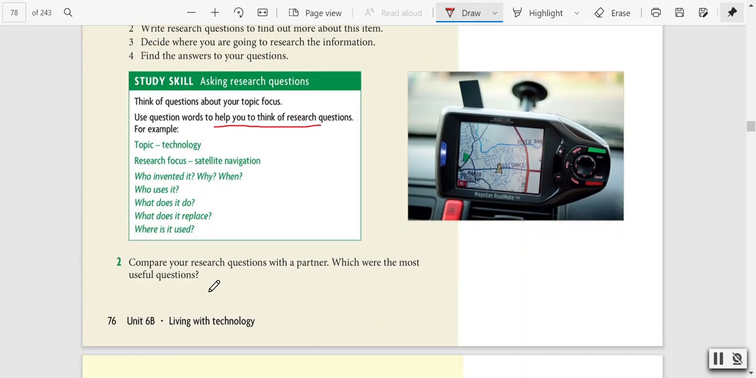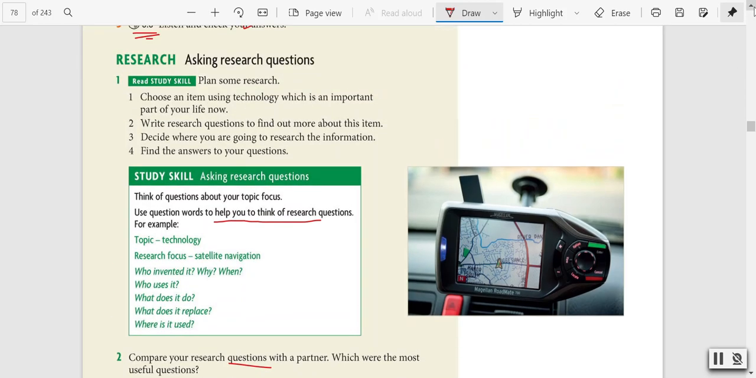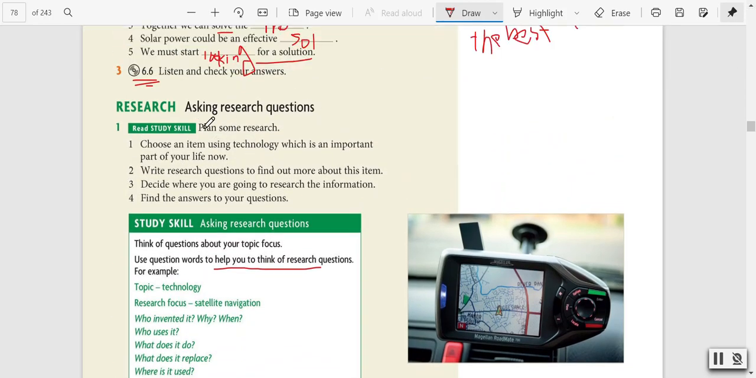And also you can compare your questions with your partner, with your friend, and discuss your ideas. In here, asking research questions, plan some research. Choose an item using technology, which is an important part of your life. Now, write research questions to find out more about this item. Decide where you are going to research the information. Find the answers to your questions.